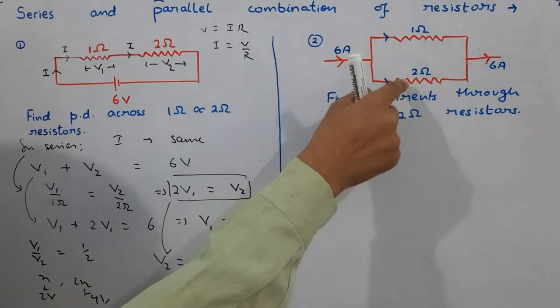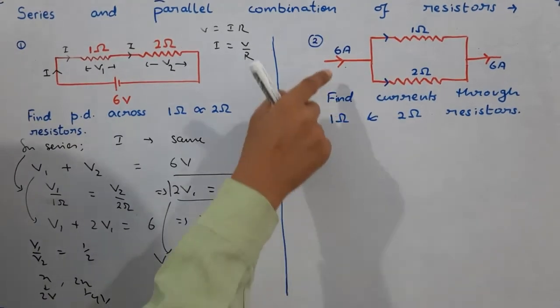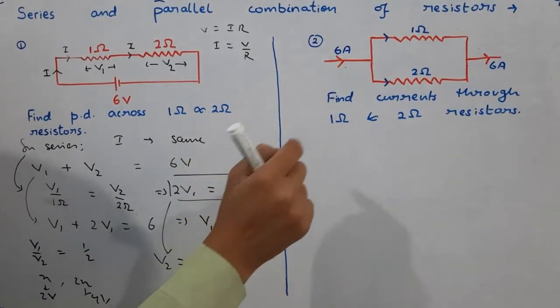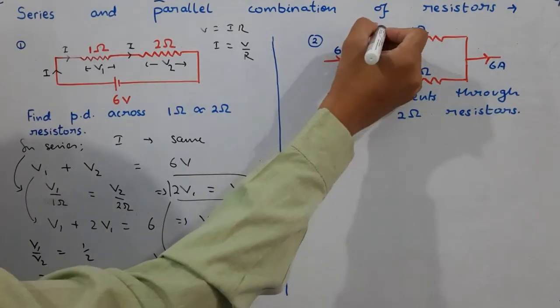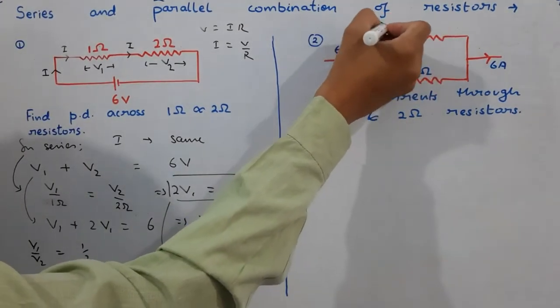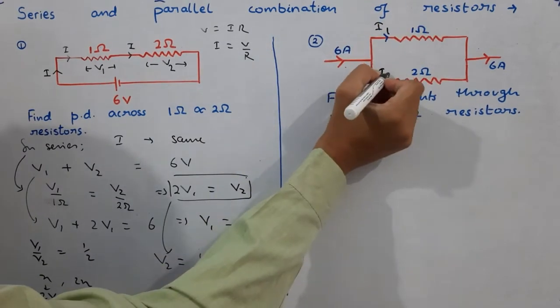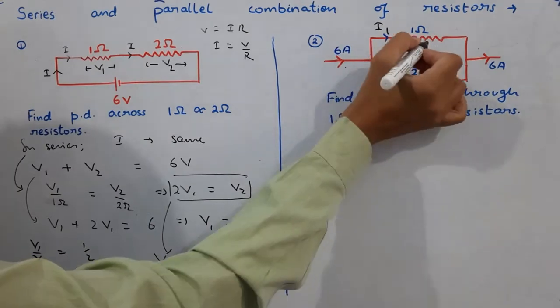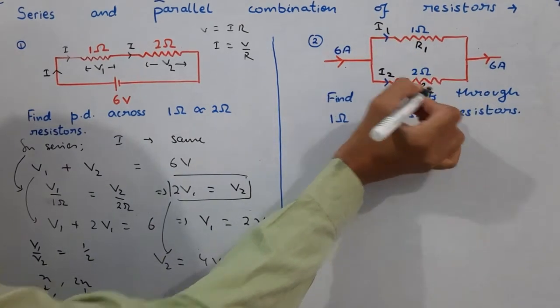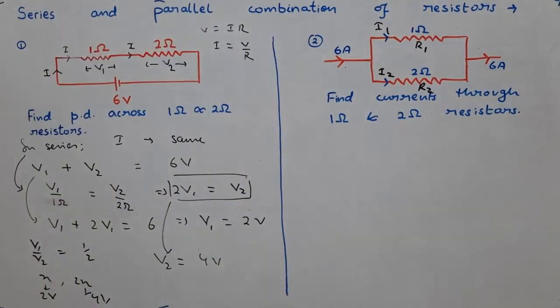Here the two resistors are in parallel and total current in the circuit is 6 ampere. Out of 6 ampere there will be division of the current. Some current will flow through 1 ohm. That current I'll write as I1 and this current I'll write as I2. I take this resistance as R1 and the other resistance as R2. Now you have to find I1 and I2.